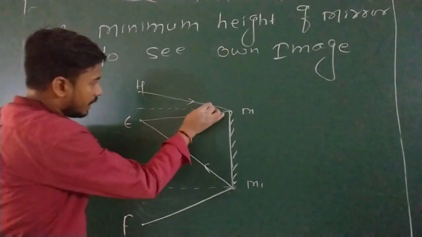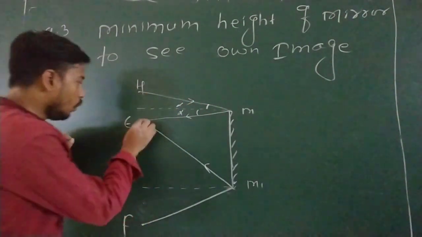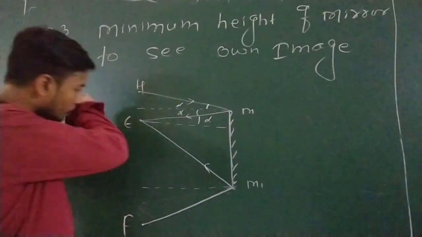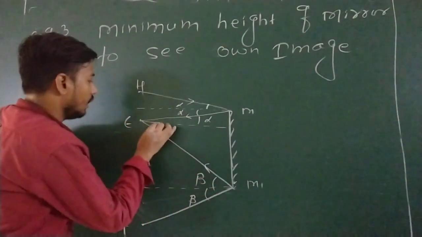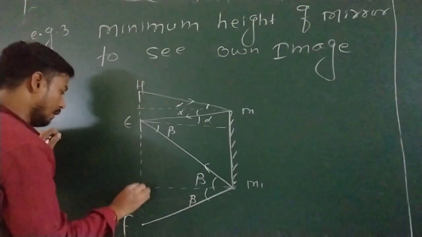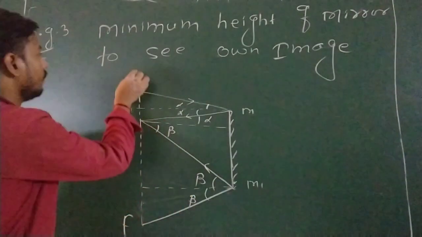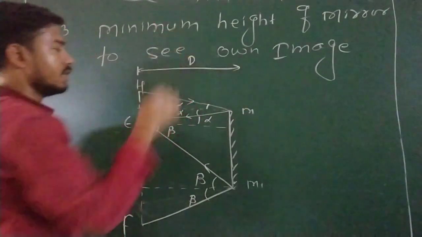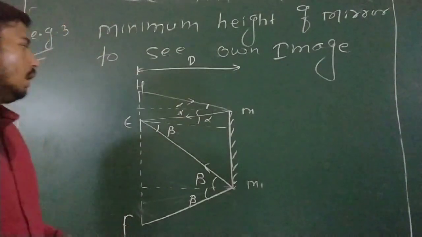Suppose this angle is alpha, so this is also alpha. Suppose this is beta, so this is also beta, and this is also beta. Suppose the distance between the man and the mirror is D. I assume this distance is D. So one by one we are going to calculate.